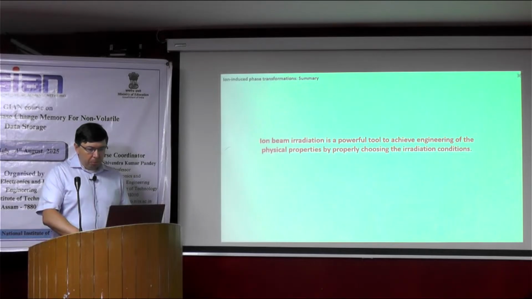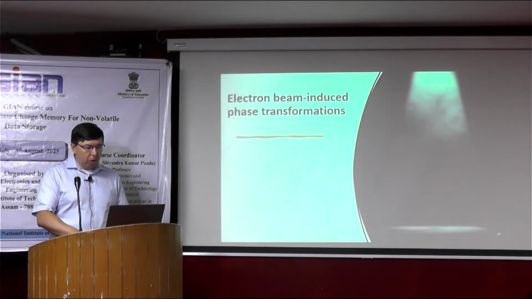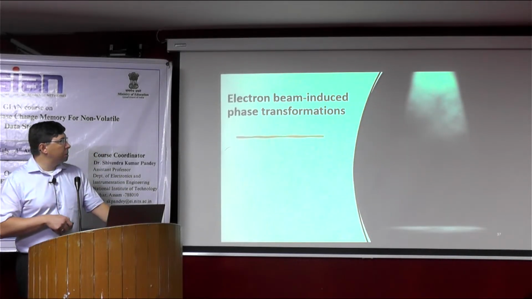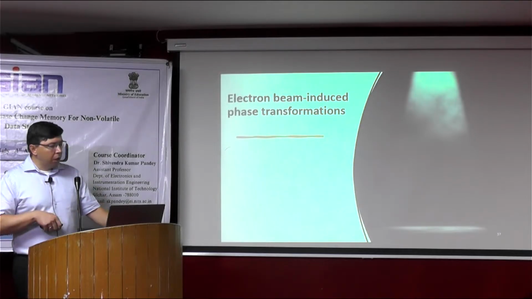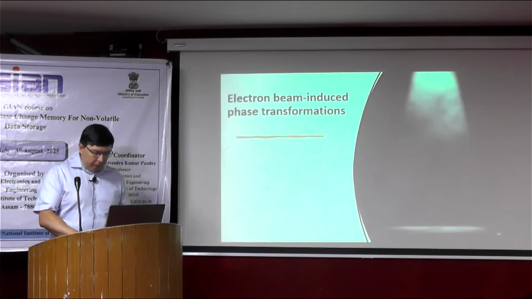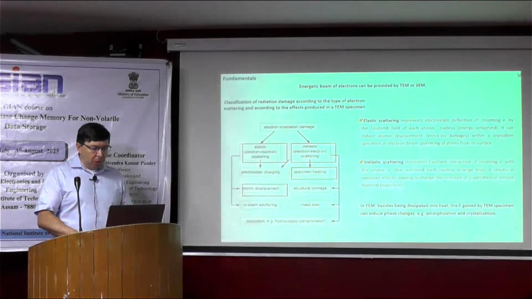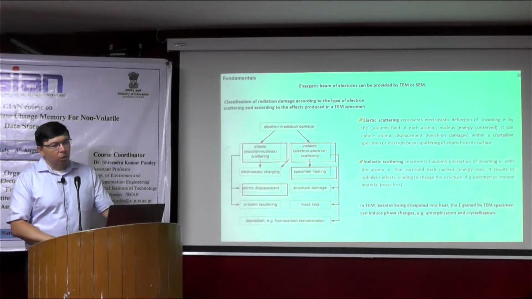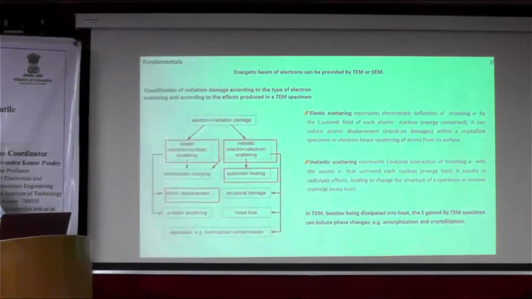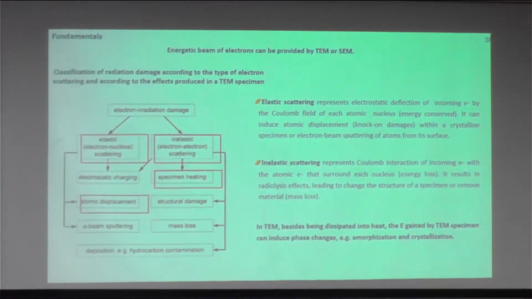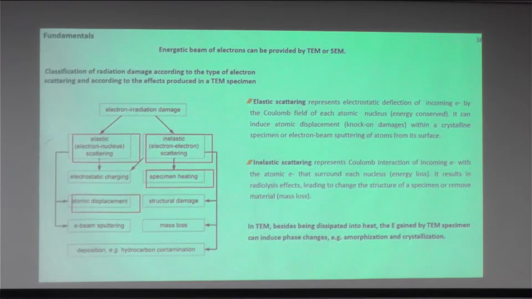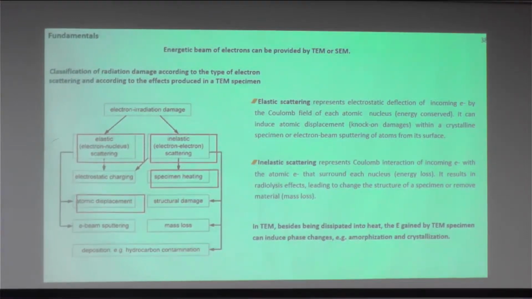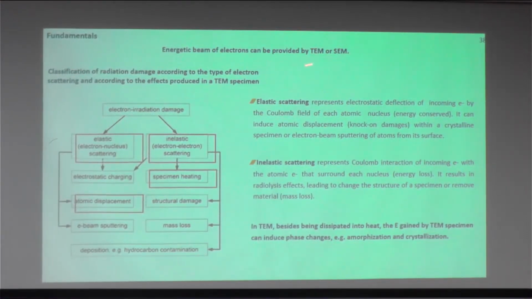So now let me move on and look at electron beam induced phase transformations. Electron beams, as we know, we can create in transmission electron microscopy or also in a scanning electron microscope. There are also special accelerators where they can be used. But here I consider mainly how to modify the chalcogenides using the TEM or SEM.